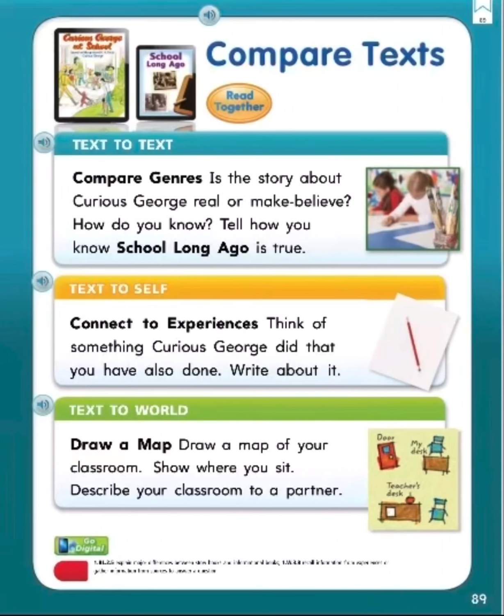Compare texts. Text to text. Compare genres. Is the story about Curious George real or make-believe? How do you know? Tell how you know school long ago is true. Text to self. Connect to experiences. Think of something Curious George did that you have also done. Write about it. Text to world. Draw a map. Draw a map of your classroom. Show where you sit. Describe your classroom to a partner.